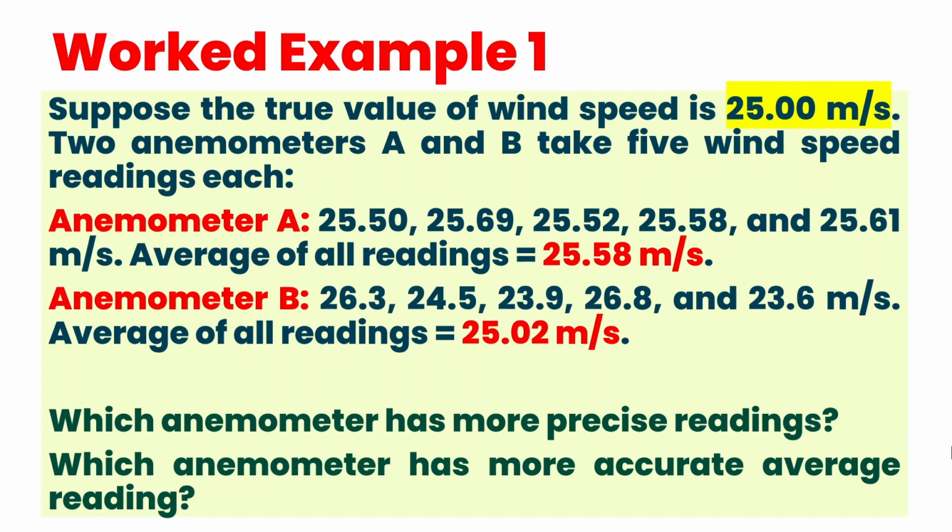So remember, accuracy is the closeness of the values to the true value. And the true value has been established in the problem: suppose the true value of wind speed is 25.00 meters per second. And in terms of average, anemometer B is closer compared to anemometer A. Anemometer B has 25.02, whereas anemometer A has 25.58 only. Okay?